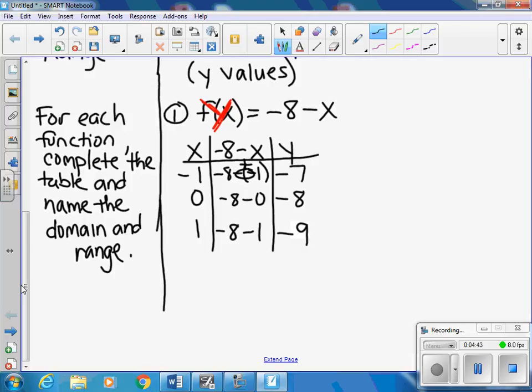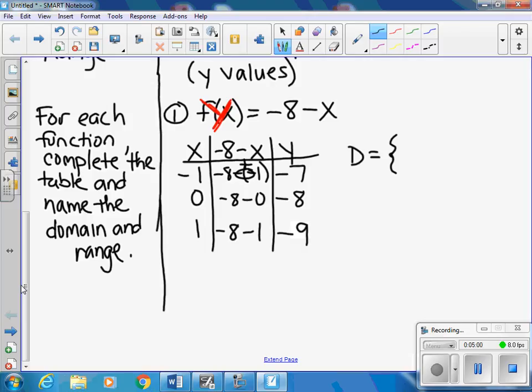All right, that's the first part of the directions. The next part says name the domain and range. And this is how we do that. You write D equals, because that stands for domain, and then your values for your domain and range are always included in the braces, those squiggly lines. And you'll get better at drawing them if you're a little rusty at it at the beginning.